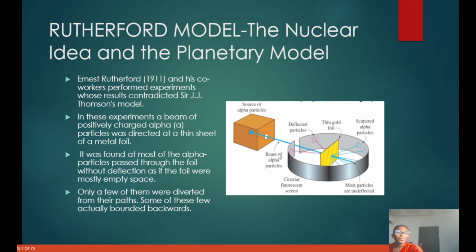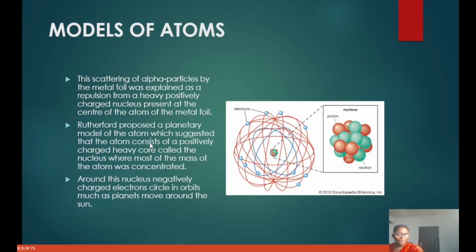It was found that most of the alpha particles passed through the foil without deflection, as if the foil were mostly empty space. Only a few of them were diverted from their path. Some of these few actually bounced backwards. The scattering of the alpha particles by the metal foil was explained as a repulsion from a heavy positively charged nucleus present at the center of the atom of the metal foil.